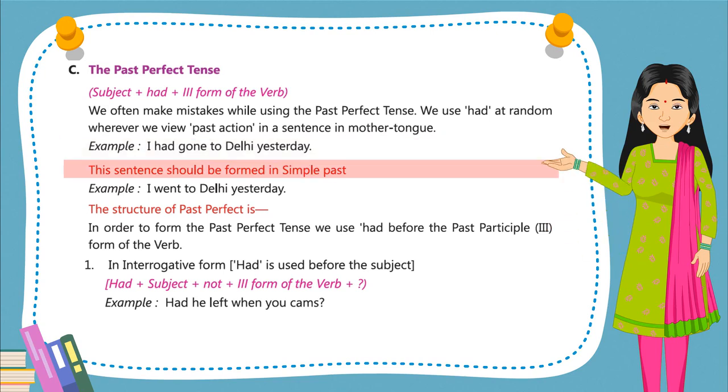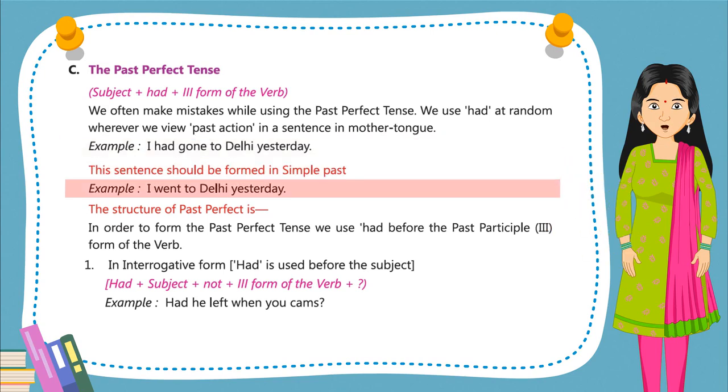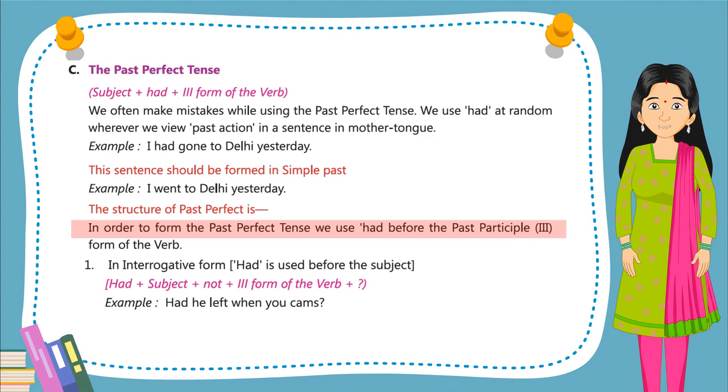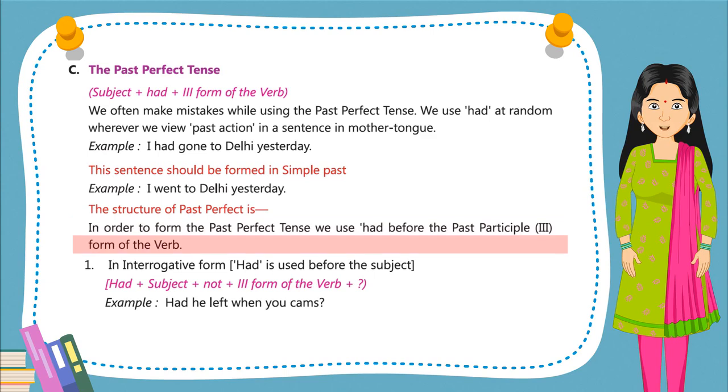This sentence should be formed in simple past. Example, I went to Delhi yesterday. The structure of past perfect is: in order to form the past perfect tense we use had before the past participle, the 3rd form of the verb.